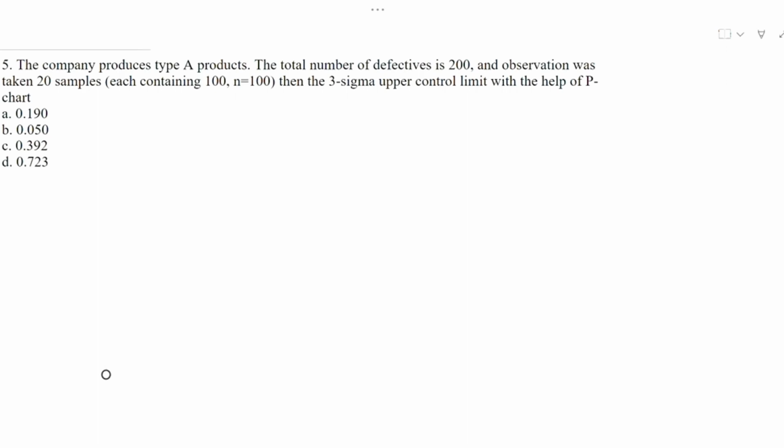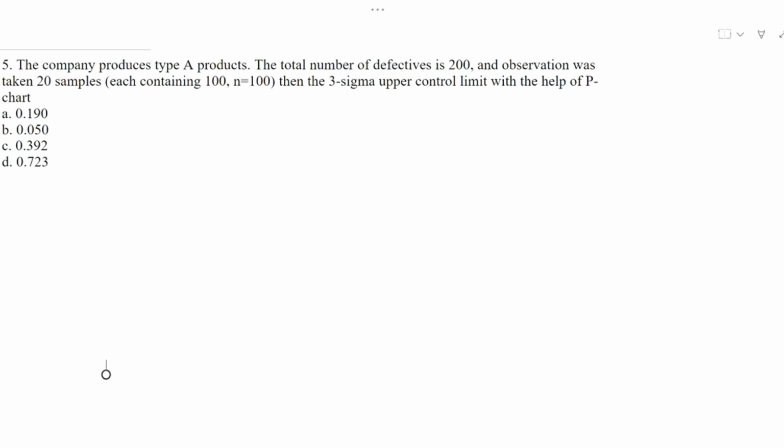Now the next question is, a company produces type A products. The total number of defectives is 200 and observation was taken for 20 samples. Each sample has a sample size of 100. We need to find the 3 sigma upper control limit with the help of a P chart.